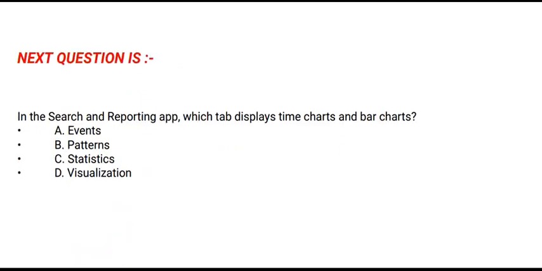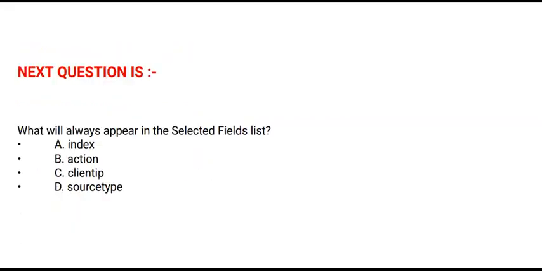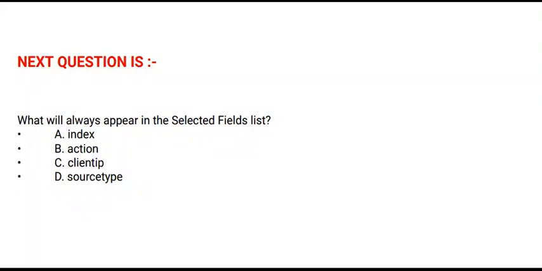Next question is, in the search and reporting app, which tab displays time charts and bar charts? Options are option A, events, option B, patterns, option C, statistics, and option D, visualization. The correct option is option D. Next question is, what will always appear in the selected fields list? Options are option A, index, option B, action, option C, client IP, and option D, source type. The correct option is option D.